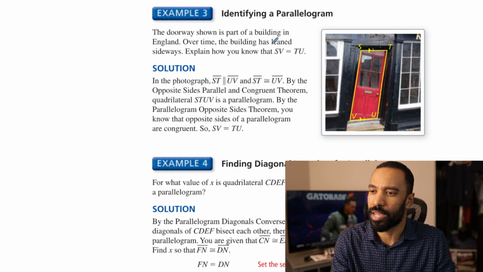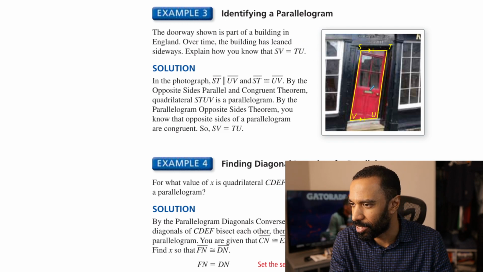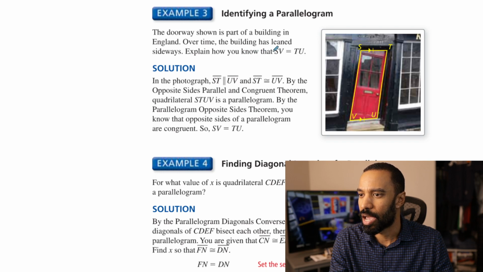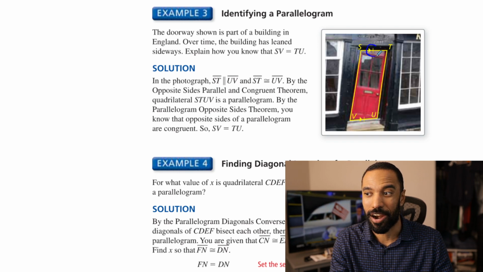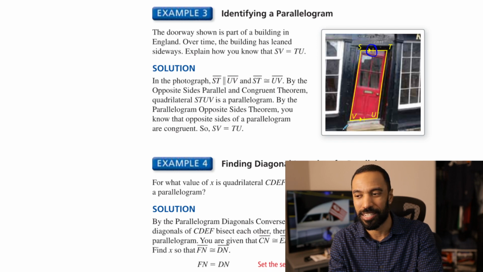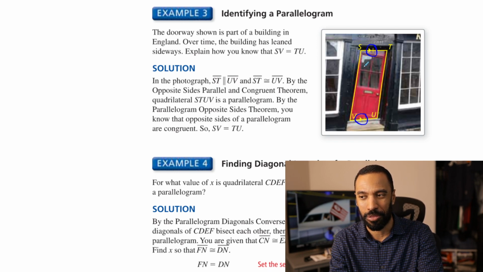Okay. Example 3, a doorway shown as part of a building in England. Oh, that's weird. Over time, the building has leaned sideways. Explain how you know that SV equals TU. It's the parallelogram. Oh gosh, I already forgot what it's called. Opposite sides congruent and parallel theorem.